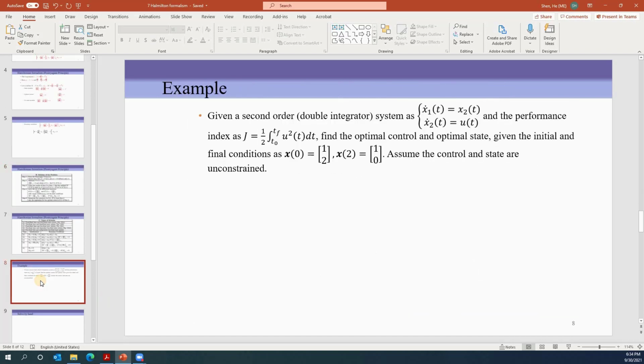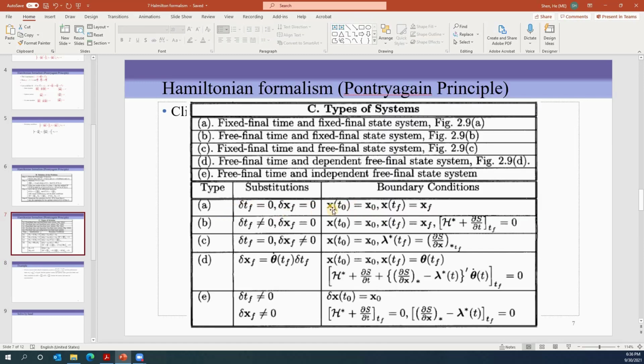So let's look at one example. We have a second order system given as x1 dot is equal to x2, x2 dot is equal to u. The performance index is this. We do not have a terminal cost. x0, the initial condition, is equal to [1, 2]. And the final time, which is 2 seconds, is fixed, which is also very nice. You know that when it's fixed, delta tF is equal to 0. And the final state, xF, is [1, 0]. It's also fixed, which is also nice. Delta xF is equal to 0. So this is the first case, right?